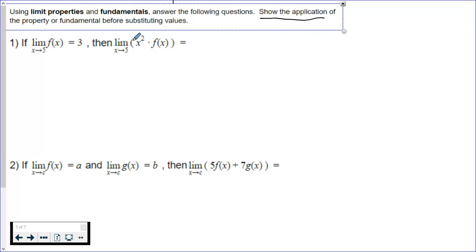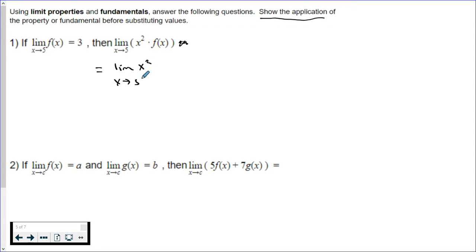So now you need to look at this and say, okay, here's a product of two functions. Both of these are functions. So you just learned in the prior video that the limit of a product is the product of the limits. So I can rewrite this, I like to work down here, as the limit of x squared as x goes to 5 times the limit of f of x as x goes to 5.